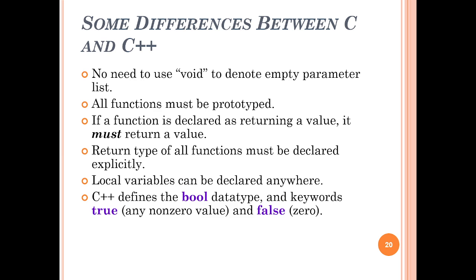The differences between C and C++: all functions must be prototyped in C++, and a function must declare a return value. In C++, the return types of all functions must be declared explicitly. C++ has a separate Boolean data type with the keywords true and false. This is not seen in C programming.